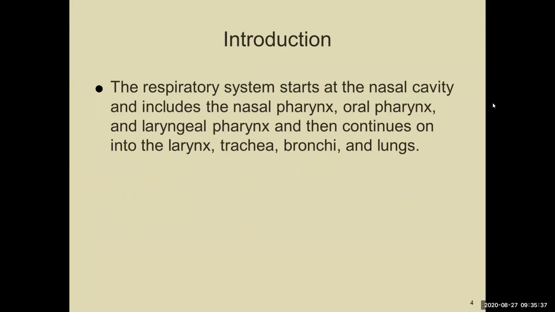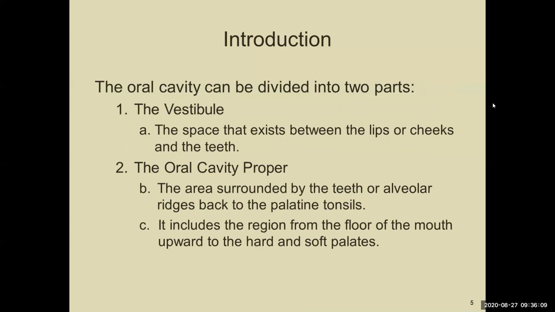And then the respiratory system starts at the nasal cavity, and that includes the nasal pharynx, the oral pharynx, the laryngeal pharynx, and then it continues on into the larynx, trachea, bronchi, and lungs. We're not going to be getting into all of that because our course is oral anatomy. Your head and neck anatomy is going to be a different course for you. You're going to be concentrating on that stuff.